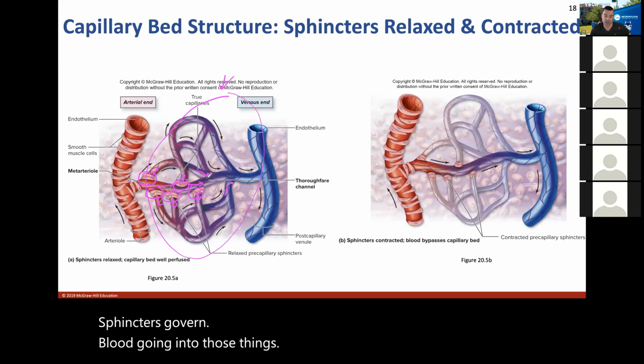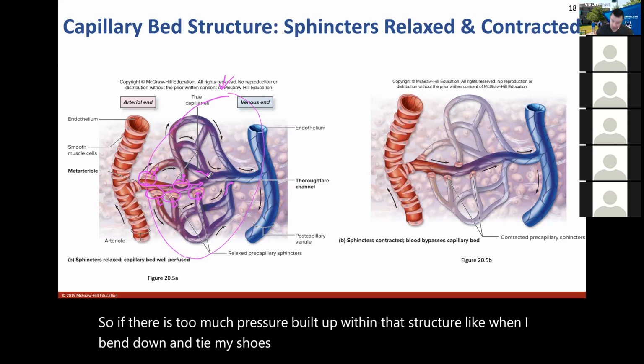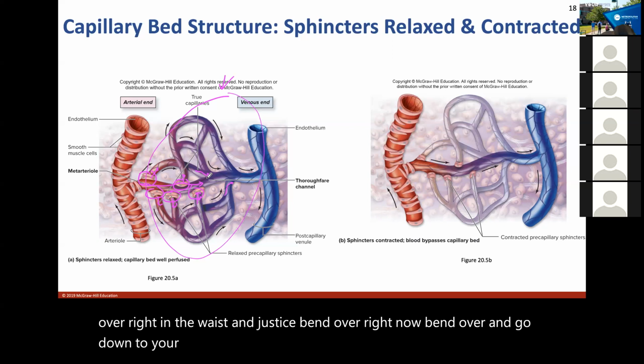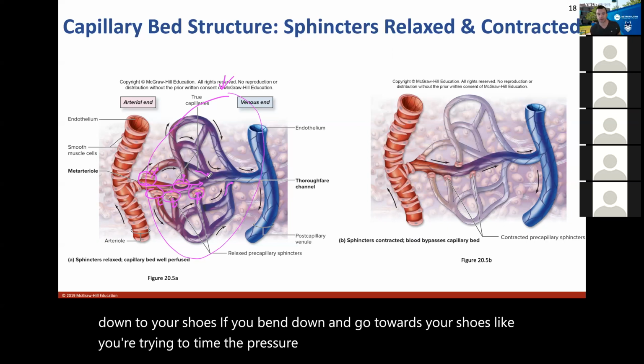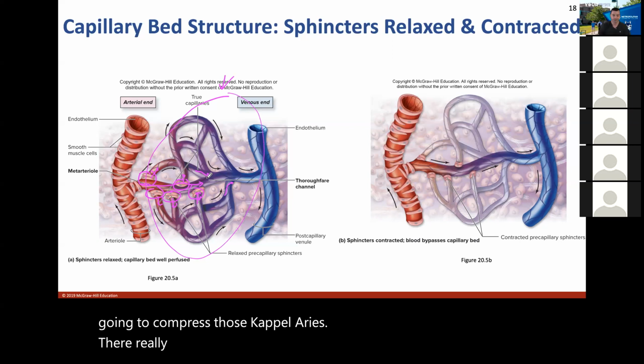So if there is too much pressure built up within that structure, like when I bend down and tie my shoes, all that pressure increases when I bend over at the waist. Bend over right now and go down towards your shoes. If you bend down like you're trying to tie them, the pressure increases within your abdomen. That's going to compress those capillaries. They're really, really small, so that pressure closes them off.